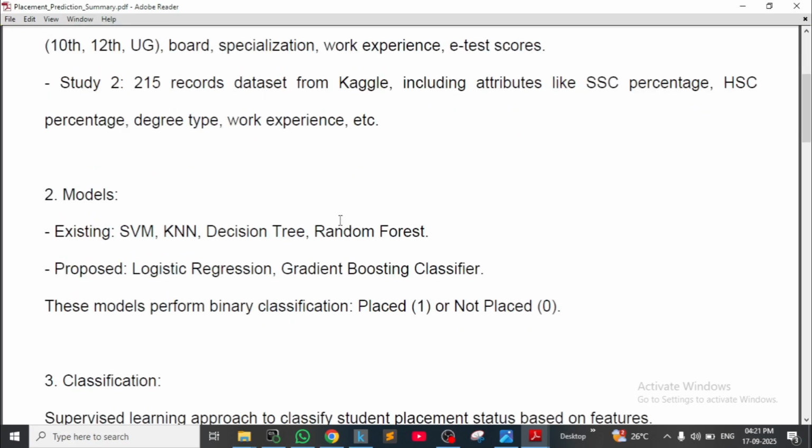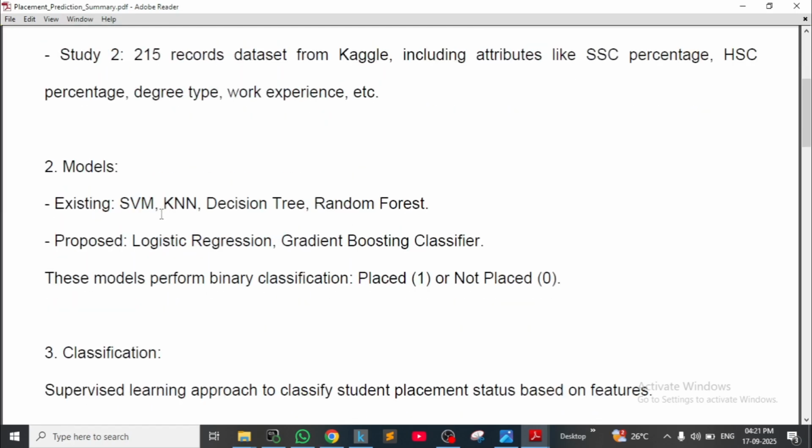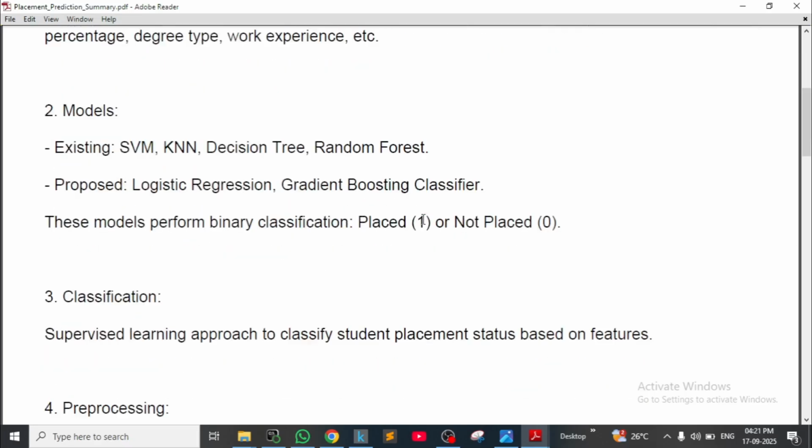Now coming to the models they use. Existing: SVM, KNN, decision tree, random forest. Proposed: logistic regression, gradient boosting classifier. These models perform binary classification: placed is one, not placed is zero.